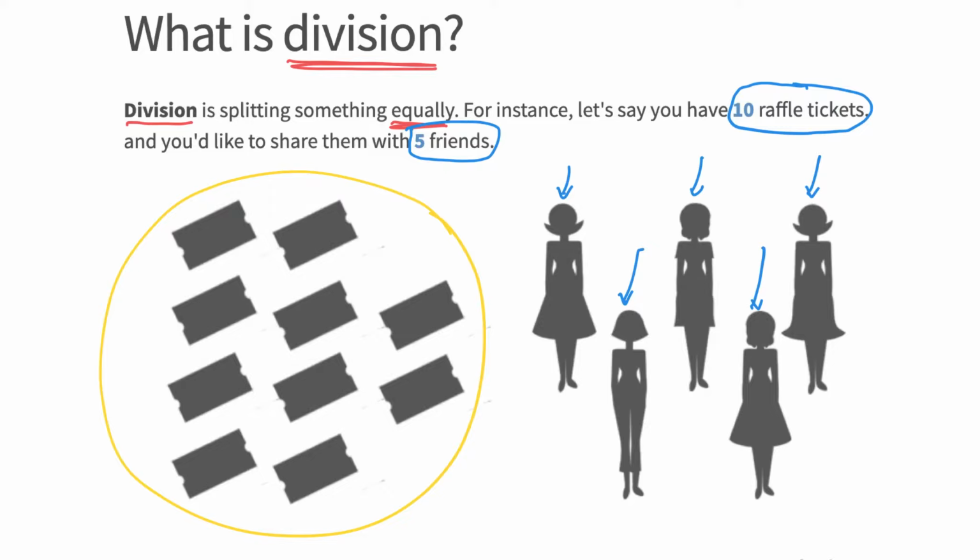So how do you want to do that? I want you to draw an arrow once you give a friend the ticket and then cross it out that you've used it, okay? Okay. So that's 1 ticket for 1 friend. Good job.